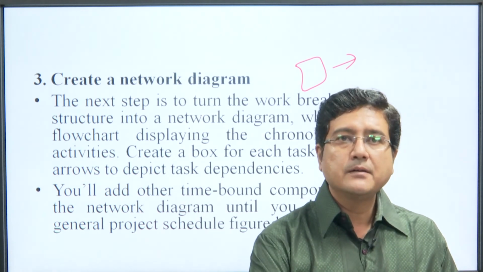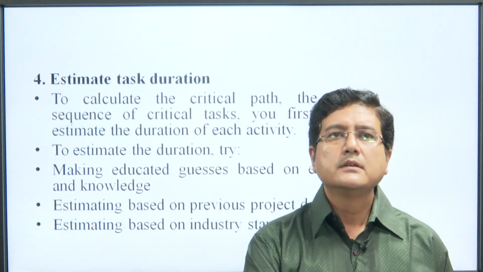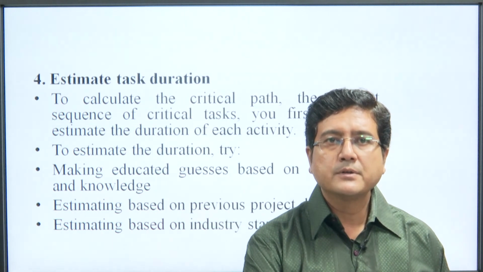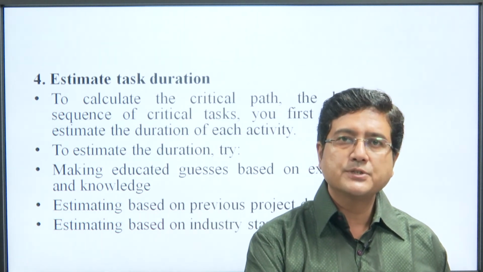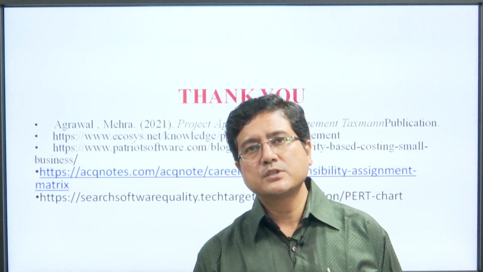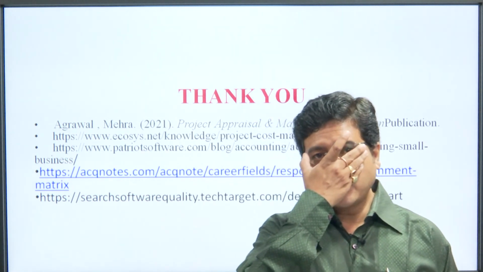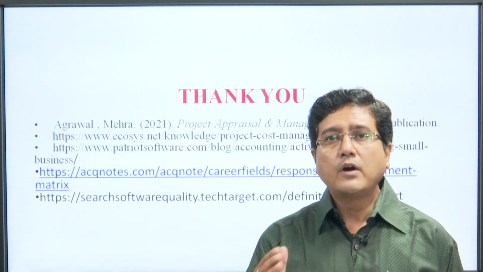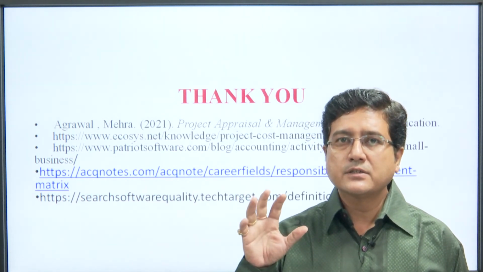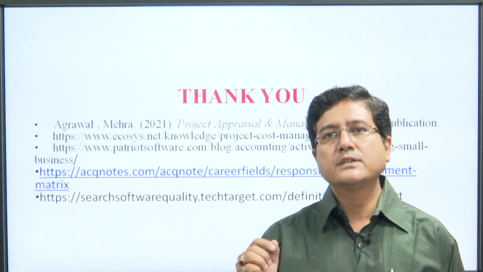Then we create a network diagram, create a box, and an arrowhead. We have discussed the arrowhead and box a lot of times. Estimated time duration is an important part because we need the estimated time, and this estimate is according to the experience of the project manager, the experience of the team, the historical data, or what the industry requires. If there is an industrial standard, we need to follow it.